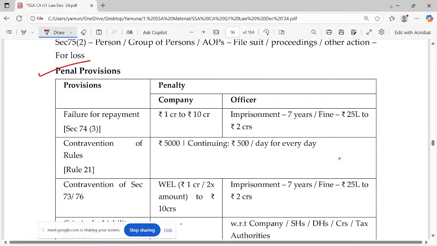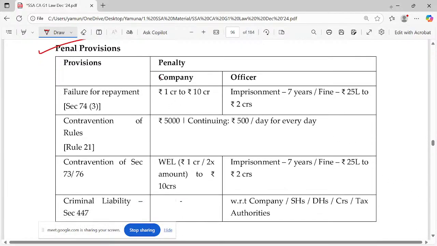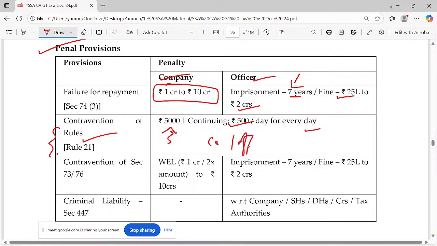Penal provisions: failure for repayment, for the company 1 crore to 10 crore, and for the officer, there is a jail sentence. Okay, imprisonment, criminal liability. So 7 years, fine 25 lakhs to 2 crores. Contravention of the rules. You have to follow the rules. If not following, 5,000 rupees penalty. Continuing, 500 rupees for every day. Okay, this is for both company and officer.